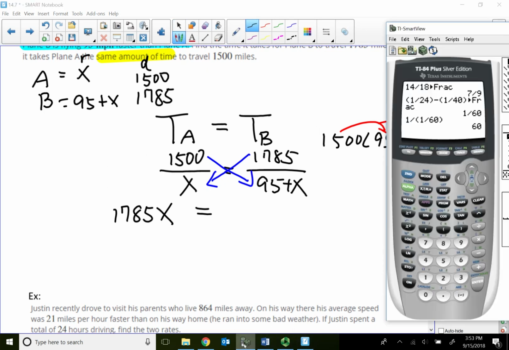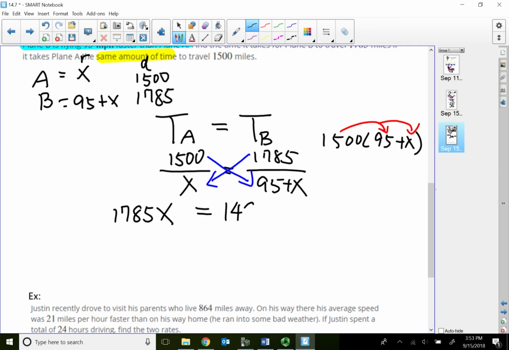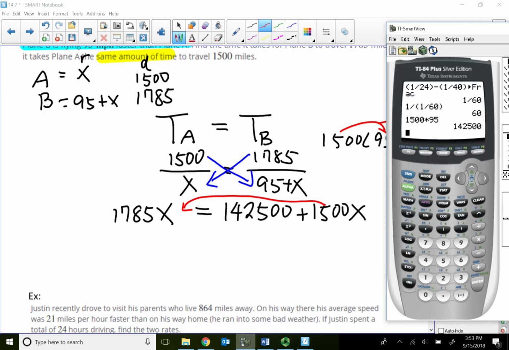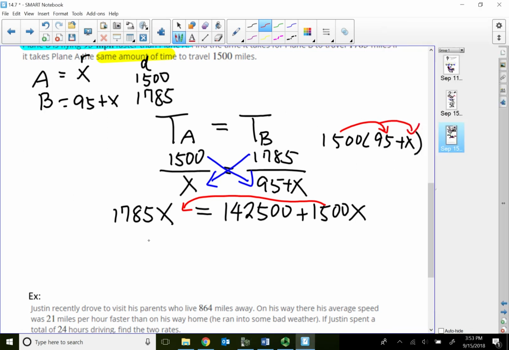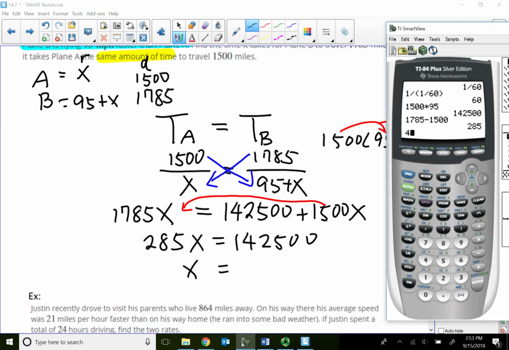1500 times 95 is 142500, plus 1500x. Let's move the 1500x to the other side, and it becomes minus. So that's 1785 minus 1500, which gives me 285x, equal to 142500. Divide both sides by 285.